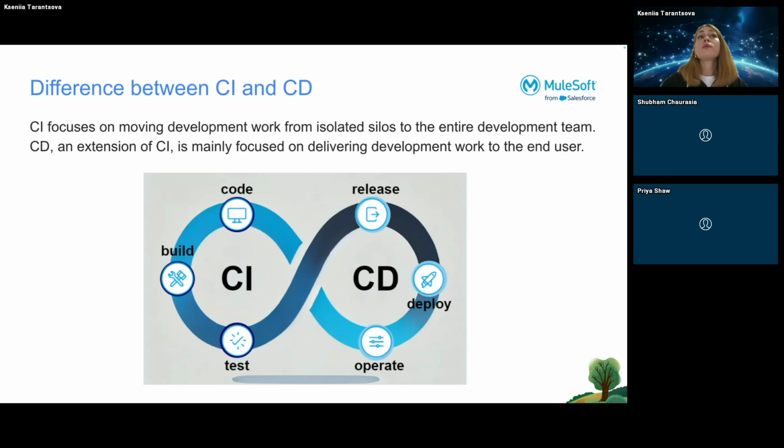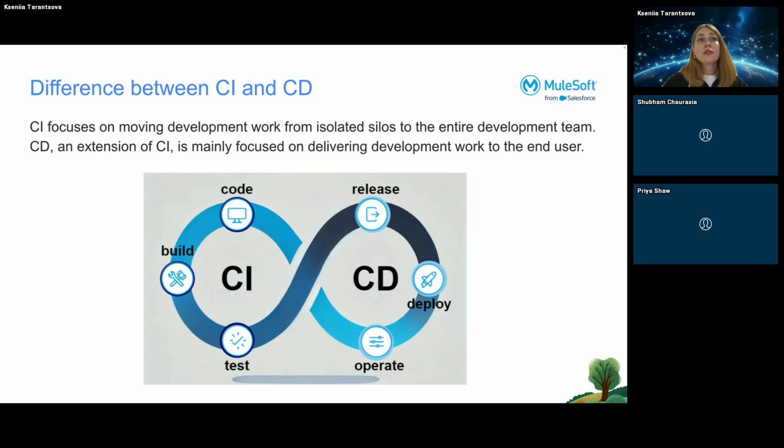CI focuses on moving development work from isolated silos to the entire development team. That means CI is a development process that ensures regular testing and merging of code changes. It requires the development team to frequently integrate their code changes into the shared repository. The primary goal of CI is to establish a consistent, ongoing method for automatically testing and building our application. You can see on the picture these 3 pillars of CI: the code changes, building, and testing of our application.